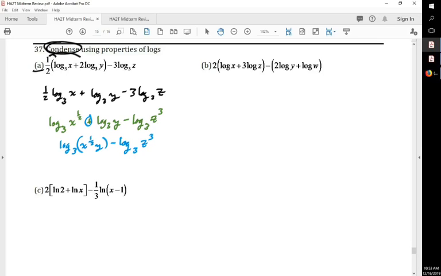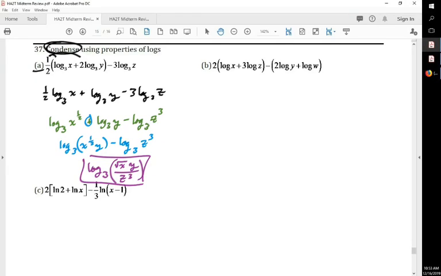Lastly, we got to get rid of the subtraction, so we're going to combine or condense these 2 logs down to 1 log. What do we do with the stuff inside now? Because it says subtract. Divide. So I'm going to write square root of x, because that's the same as x to the 1/2, times y, divided by z to the 3rd power. And that's your answer.